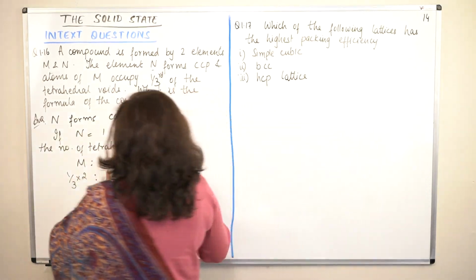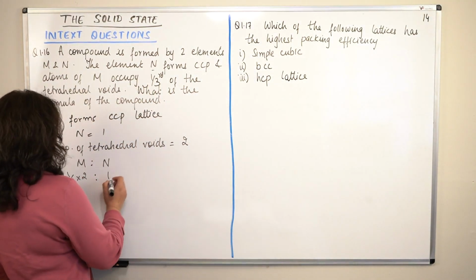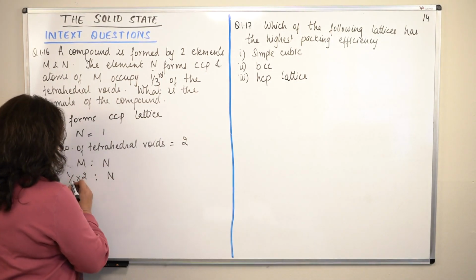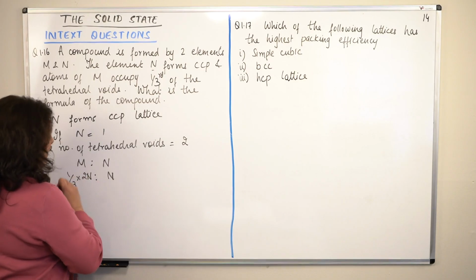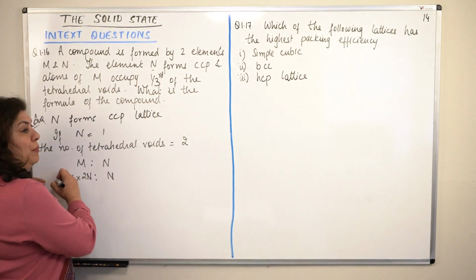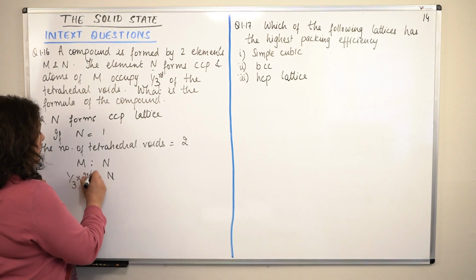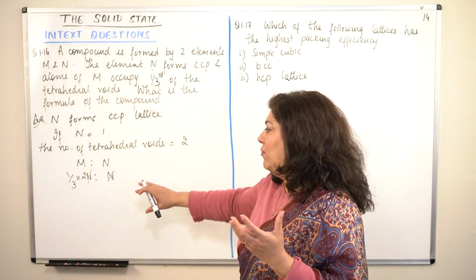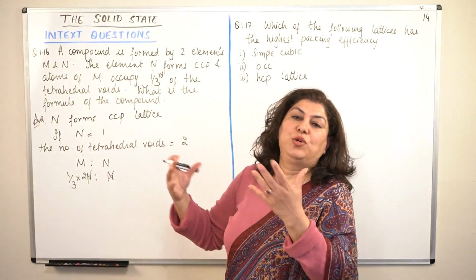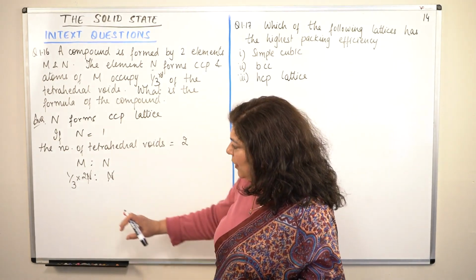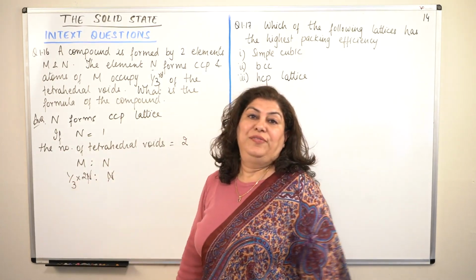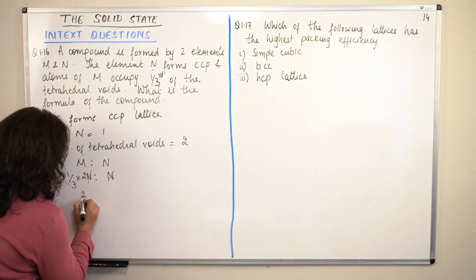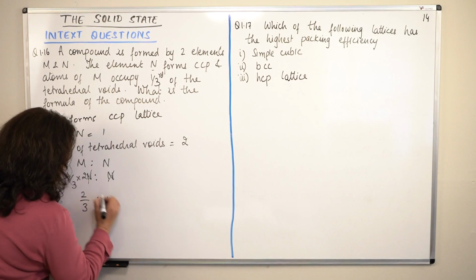You could have written it as n also. You could have written that if the number of atoms of N is n, then the number of tetrahedral voids would be twice n, and it would be 1/3 of twice n, and the n and n would get cancelled. That's why we kept it as 1, because the value of n, whatever it is, would anyhow be cancelled. So it is 1/3 of this. So in other words, M is 2/3 is to N is 1.